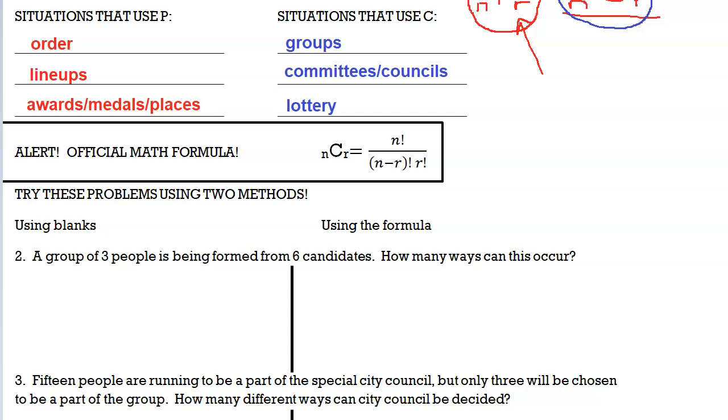Anyway, so we are going to try these problems using 2 methods. We're going to do the blanks method that I taught you before for permutations with one little difference. And then we are also going to actually practice the formula. All right, so a group of 3 people is being formed from 6 candidates. How many ways can this occur? Now, I want you to think about what we did when we did permutations. We said, hey, there are 6 people who could be chosen. As soon as somebody is chosen, now there are 5 people left, and then 4.